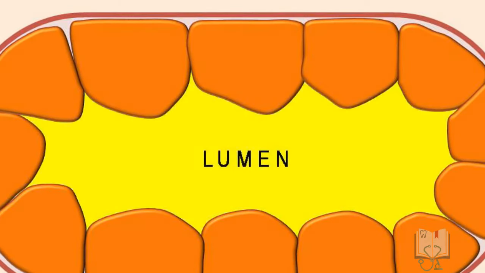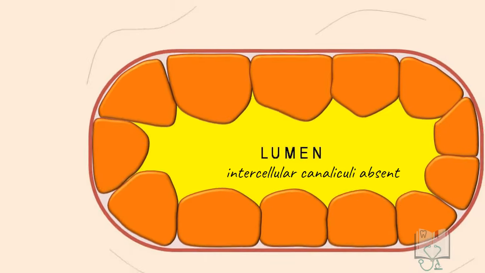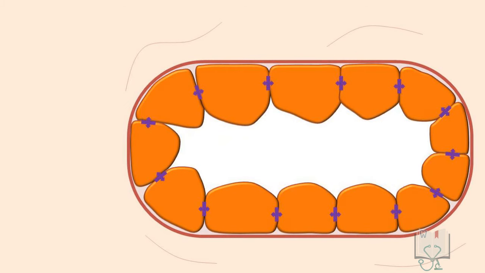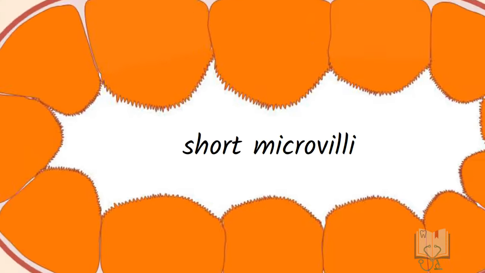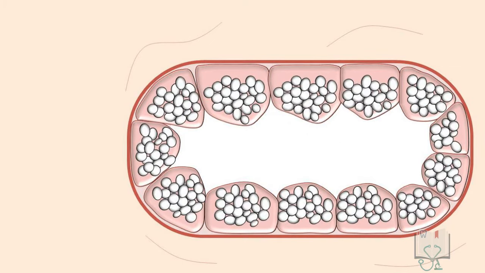The lumen is larger in size but lacks the intercellular canaliculi. Mucous cells are connected to each other by various intercellular junctions and to the basement membrane by hemidesmosomes. If we look closely, we see the cell membrane towards the lumen shows numerous short microvilli. On looking inside the cell, the major part of the cell is filled with accumulation of secretory products.